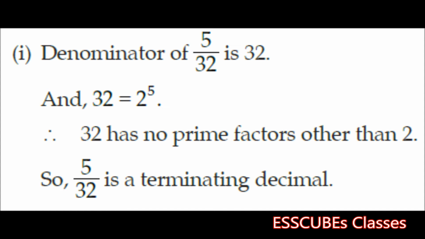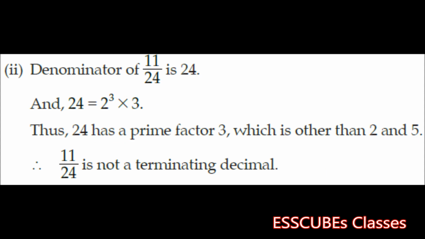Let us move to the next case, 11 by 24. 24 is the denominator. It can be represented as 2 raised to the power 3 into 3. Check over here, you have 3, which is a prime factor other than 2 or 5. Thus, just by looking at the denominator, I can predict that 11 by 24 is not going to be a terminating decimal.